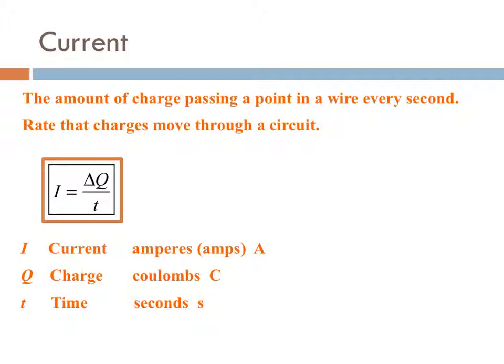So we can actually calculate this, which is current, the amount of charge passing through a point in a wire every second. This is the rate that charges move through a circuit. So I is current, and this is our new unit, amperes, or amps, as we call them for short. Q is still going to represent charge in coulombs, and t is still time in seconds.